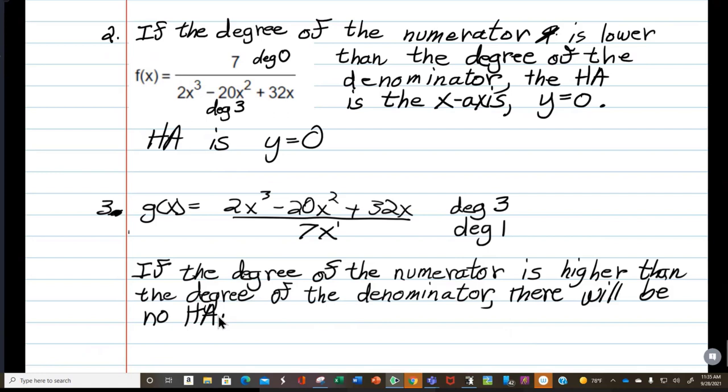Okay, that's it. We'll go back over these rules tomorrow. We have an assignment with horizontal asymptotes. And then we are going to analyze rational functions. On top of finding the asymptotes, we're going to find the x-intercepts and the y-intercepts. So it's going to be an exciting day. Maybe even more exciting than today.